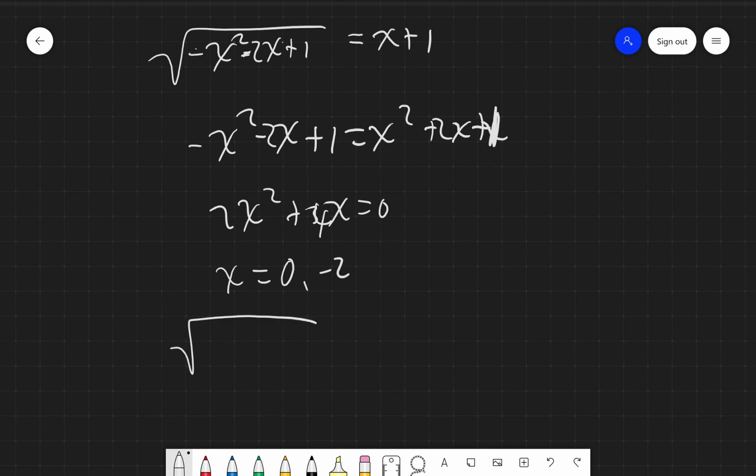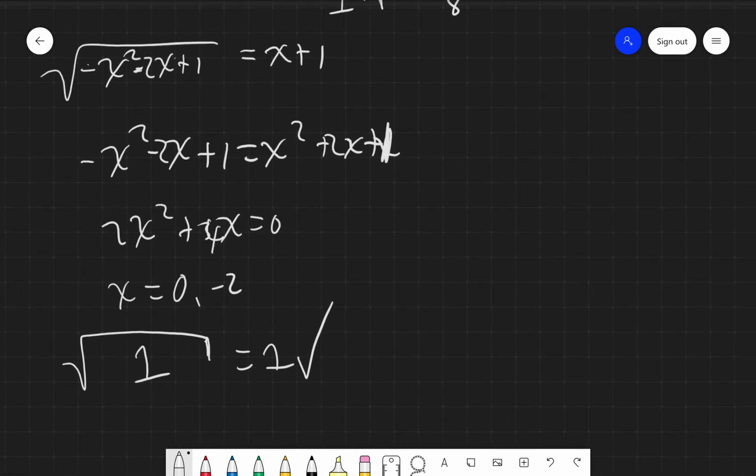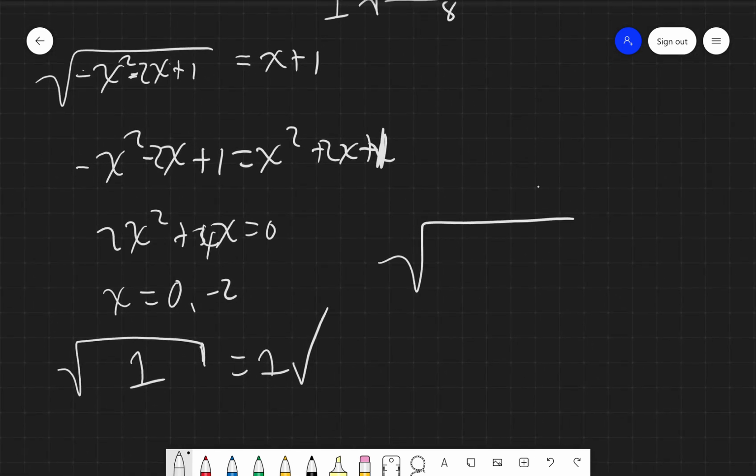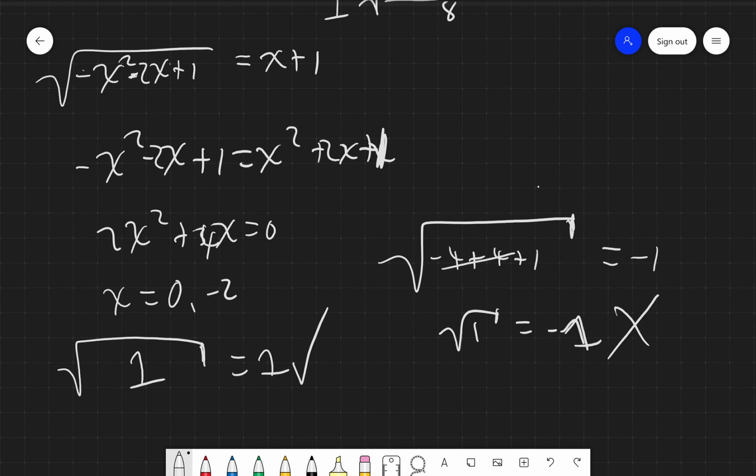Okay, 0 squared is 0. So that's 0, 0, 1, and that's equal to 0 plus 1. Is that true? That's correct. Let's plug in negative 2. Negative 2 squared is 4. Negative 4 plus 4 plus 1 is equal to negative 2 plus 1. That's negative 1. So that's 0 and that's 1. So the square root of 1 equals 1. That's obviously correct, right?